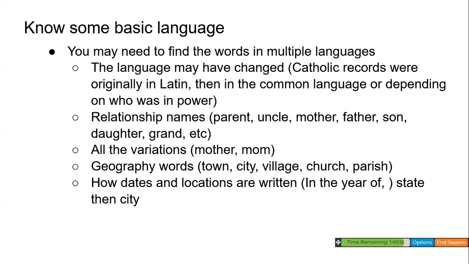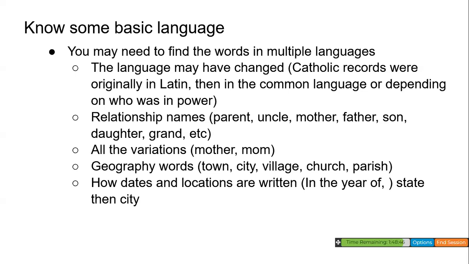And geography words. Now, I understand in every country, towns and cities and villages may be called different things, but you need to know what those were, as well as churches, parishes, and you need to understand how their area is broken down. Like here in the United States, we have cities or villages that are inside a county, that are inside of a state, that are inside of the United States. You need to understand how that works in other countries so you know where to look. And when they're explaining where records are kept, you know which level to go to.